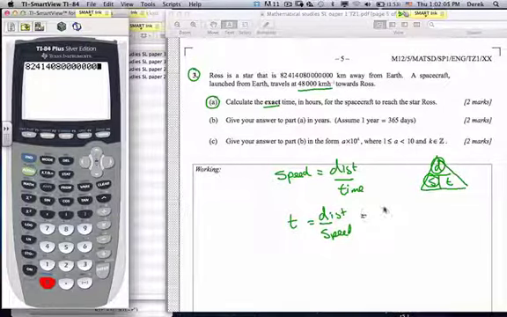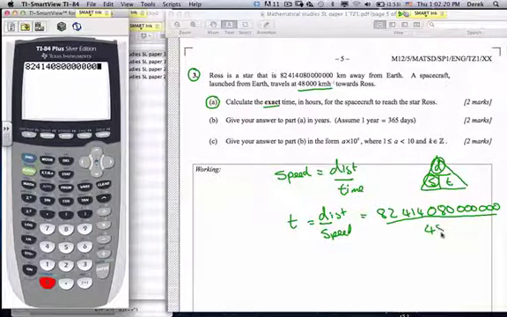So I'm going to put these in. This is going to be 82,000, well, this is such a big number, I don't want to name it. 080. And then there's still a million left off. And we're going to divide that all by the speed, which is 48,000.